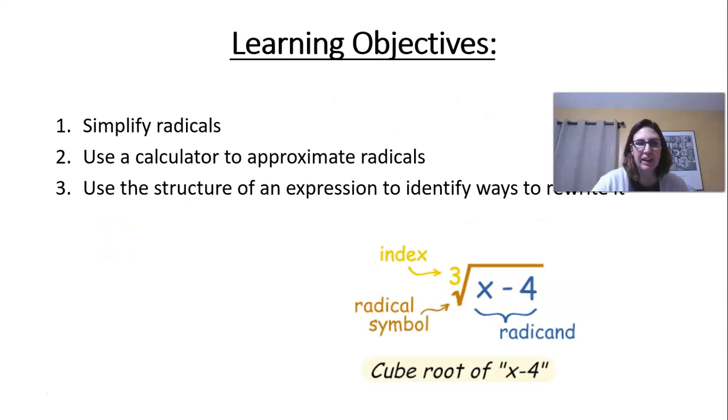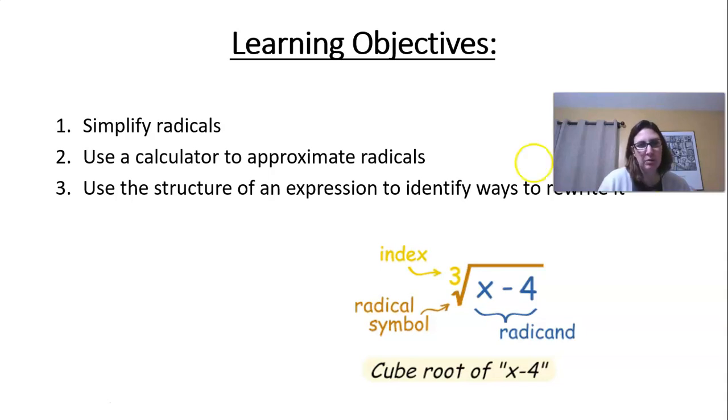The plan for today, just like we've been doing Thursday and Friday of last week, is to simplify radicals, which are the square roots. If necessary, you can use a calculator to approximate them. Remember, you're really just trying to manipulate it. If this is a cube root, how can I rewrite this so we can simplify it and break it down?